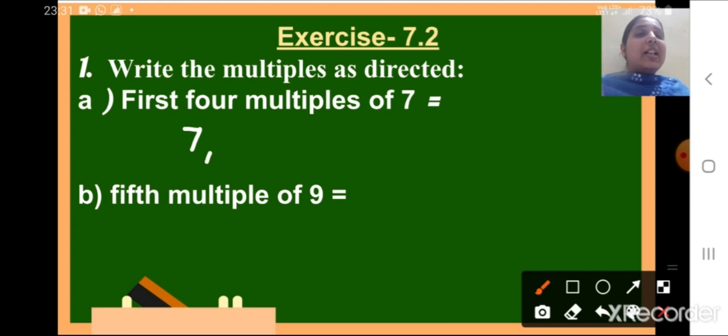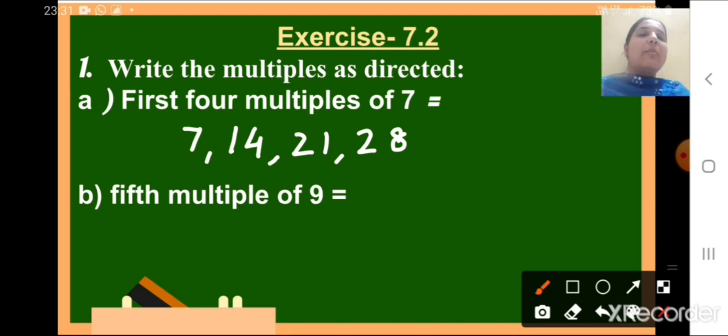Then what will be the second multiple of 7? Yes, 7 twos are 14. Now third multiple of 7, 7 threes are 21. And what will be the fourth multiple of 7? So 7 fours are 28. So these are the first 4 multiples of number 7.